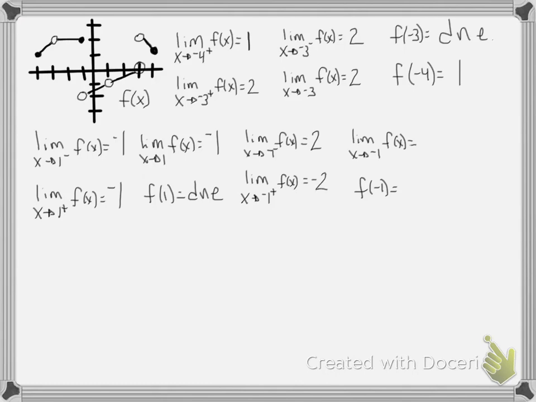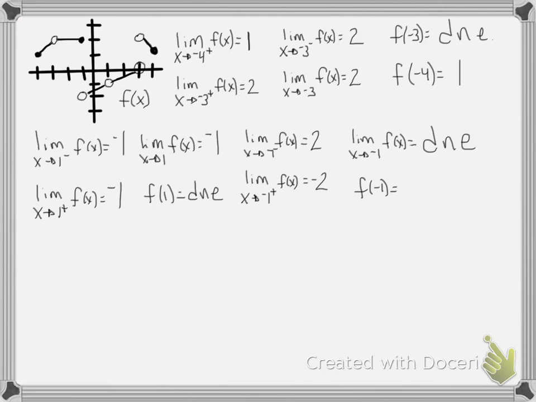Now, I don't need the graph to figure out the limit as x approaches negative 1. All I need are these two pieces of information. Since the limit from the left is positive 2 and the limit from the right is negative 2, those are not the same value, so therefore, Lindsay Lohan is right, this limit does not exist, because the left-hand limit is not the same as the right-hand limit.